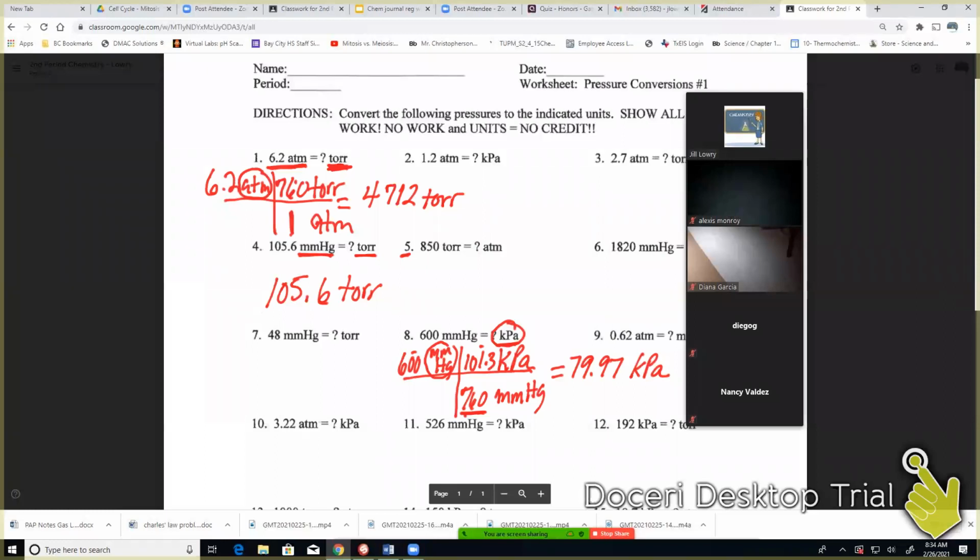Number 5 stays the same, right? No, sir. So you got torr in the front, but that has to be torr to millimeters of mercury or millimeters of mercury to torr. Yeah, I think it's flipped up.